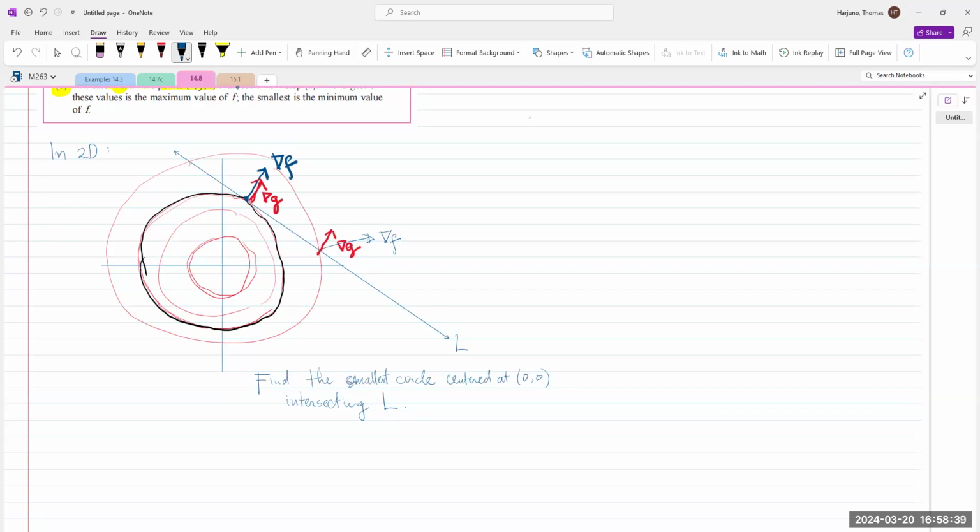In other words, when it is the largest or the smallest, the maximum or the minimum, the gradient of the function that we try to maximize or minimize must be parallel to the gradient of the constraint. Maybe I'll write it down. When the circle is smallest and intersecting L, the gradient of f and the gradient of g are parallel.